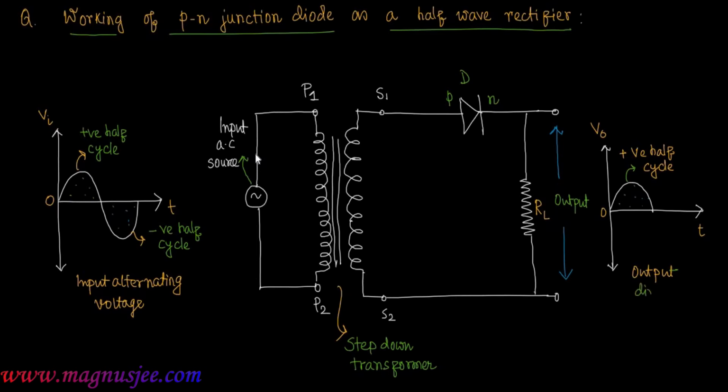Alternating direct voltage is obtained at the output. This is the alternating direct voltage. Output direct voltage is obtained at the output. This is the diagram of half-wave rectifier. And output direct voltage is obtained across the load resistance RL.